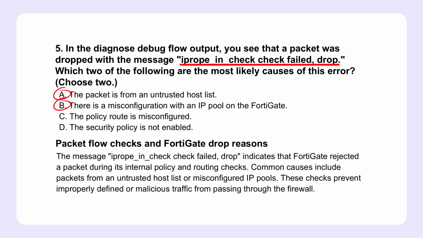Wow. Okay, so that's not just a random drop. It's like the packet failed a very basic internal sanity check way before it got to the regular firewall rules. Exactly. It tells you the problem isn't likely your firewall policy logic itself, but something more fundamental about the source of the traffic or a core config element like IP pools. It's a really valuable clue for those tough-to-diagnose issues where packets just seem to vanish. That's fascinating. A very early rejection.